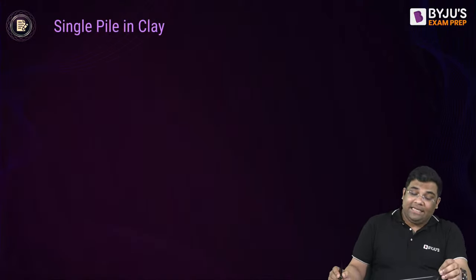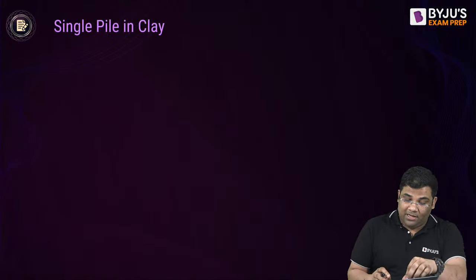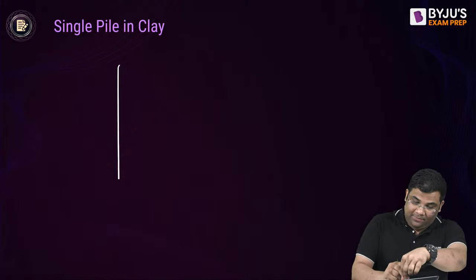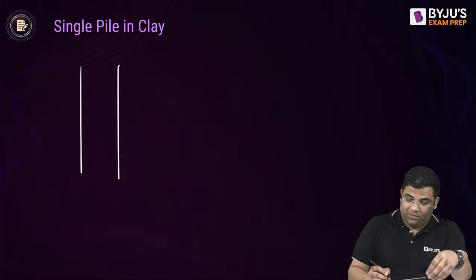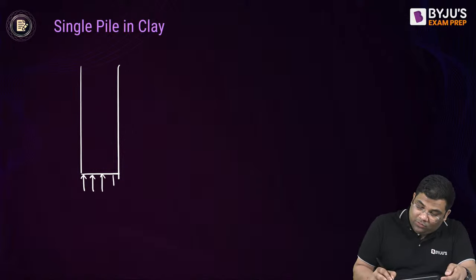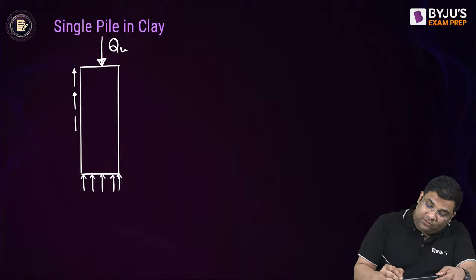The next thing is single pile in clay. When I'm studying single pile in clay, we have to find out what? The ultimate load carrying capacity of a pile. Suppose we have a pile like this. Whenever there is a load, there is what? End bearing resistance. If a load QU is applied, there is end bearing resistance, and there is frictional resistance.